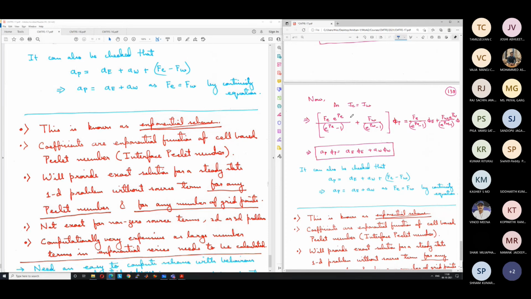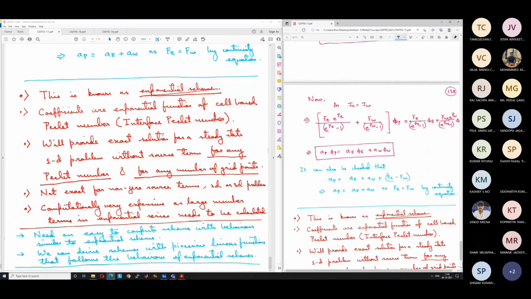So instead of exponential, if we can use some smaller, simpler polynomial or other type of function, it will be much faster. Because we need to calculate a large number of exponentials, this is not practical for 2D or 3D problems. It is still very good for 1D simple problems, but it is not practical for 2D or 3D problems.